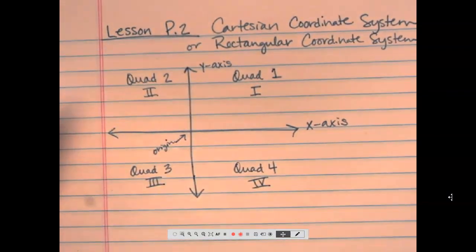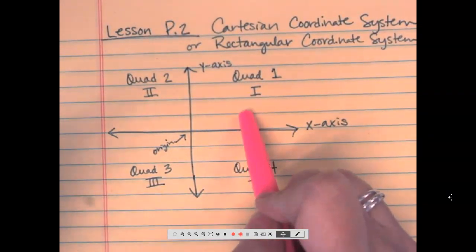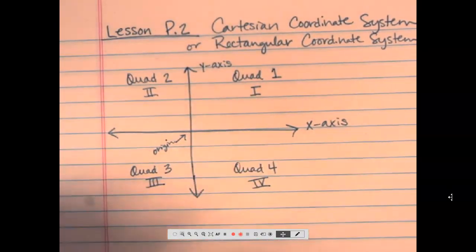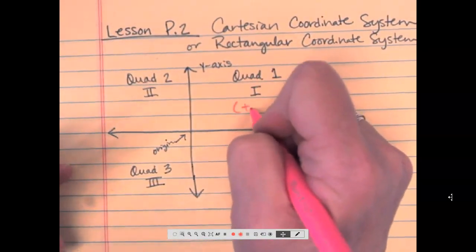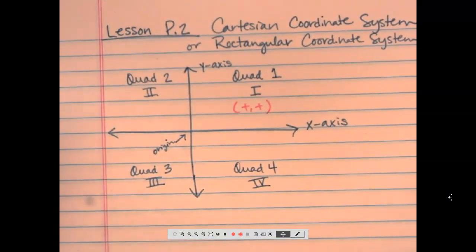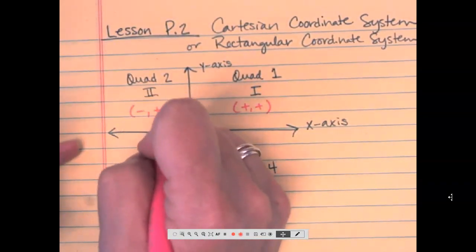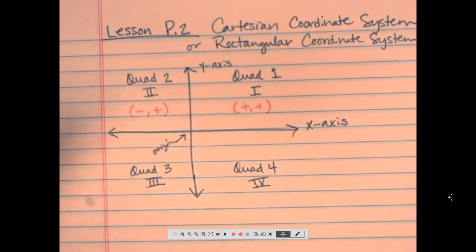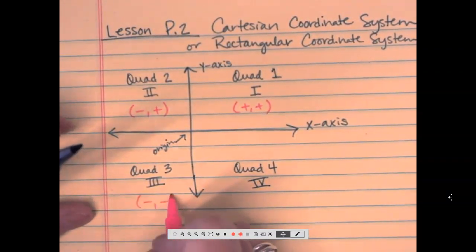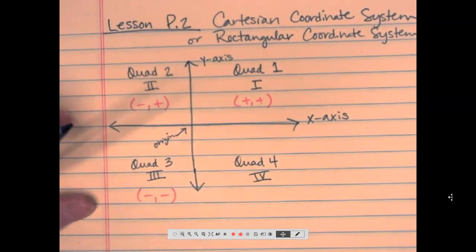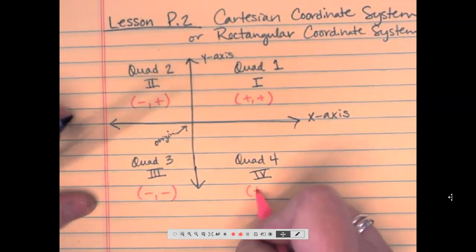would be bottom right. Okay, tell me about the x and y coordinates in the first quadrant. Both positive. Tell me about the xy coordinates in quadrant 2. Negative x, positive y. How about quadrant 3? Negative, negative. And 4? Positive, negative.